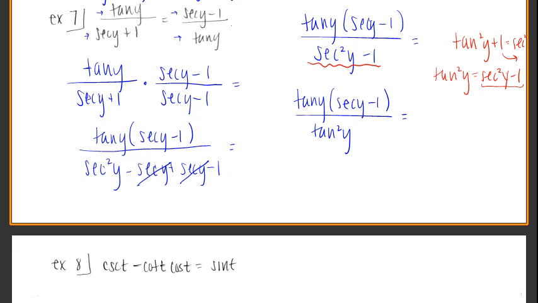Okay? Out front here, I've got a tangent to the first. Down here, I've got two of them. So the one up top is going to cancel with one of those in the bottom. And I'm left with secant y. I really don't like to write that c in there, do I? But it's going to be secant of y minus 1 over tangent of y. And there's my answer.